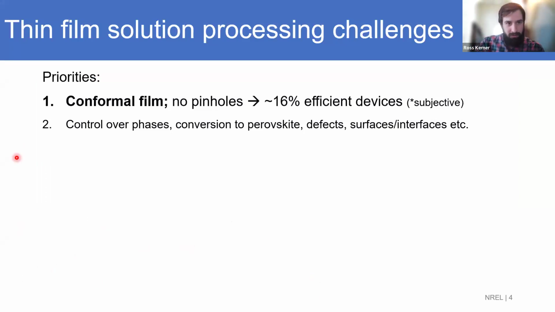So really, solution processing challenges come down to two main things, I think. The main priority is getting a conformal film. If you can get a conformal film, you can probably get about 16% devices. This is kind of the defect tolerance limit. As long as you get a film down, you can get in the teens. And then after you've gone through all that and can control your films that well, then you can start asking how to control the phases, the impurity phases, how to properly convert to perovskite, the exact defects, and surfaces and interfaces as well.